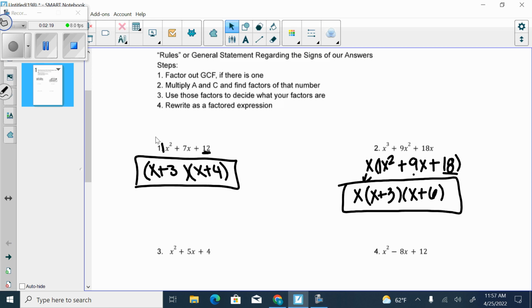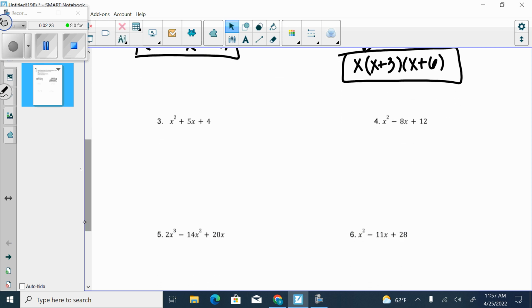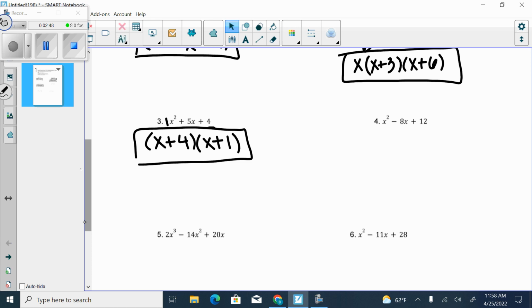Okay. Let's look here at example number 3. Do we have a GCF on this one? No. And in front, I would just have an understood 1. 1 times 1 is 4. So I only care about the 4. What multiplies to give us 4 and adds to give us 5? 1 and what? 4 and 1. Very good. So I have x plus 4 and x plus 1 as my two factors.